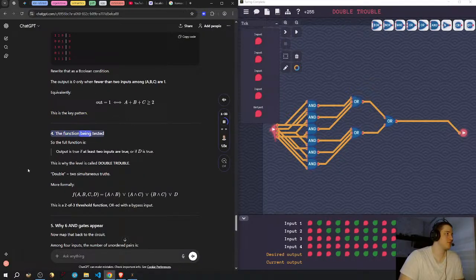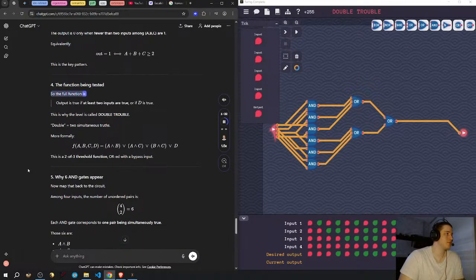4. The function being tested. So the full function is: output is true if at least 2 inputs are true, or if D is true. This is why the level is called double trouble. Double equals 2 simultaneous truths. More formally, f(A,B,C,D) = AB + AC + BC + D. This is a 2-of-3 threshold function, or ORed with a bypass input.